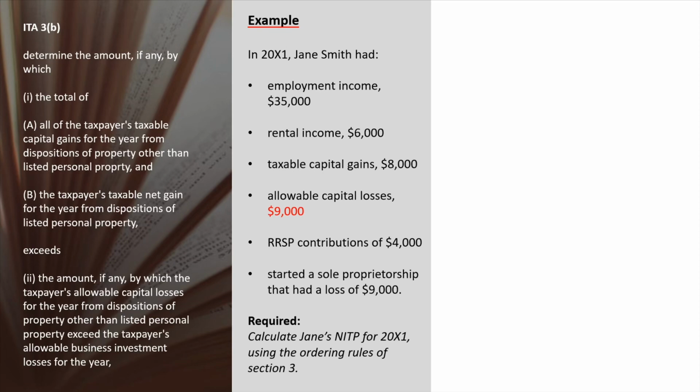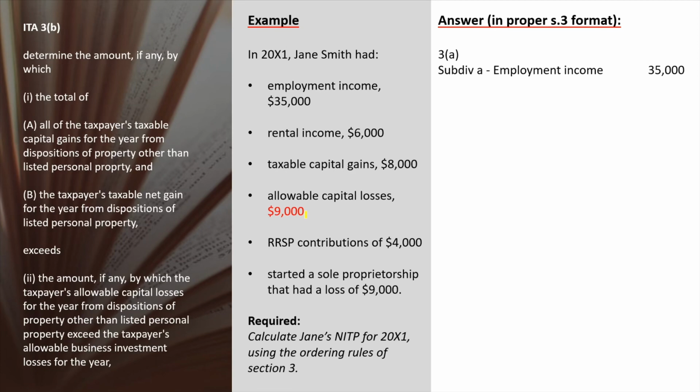So if you recall the prior example, everything is the same except for the amount of allowable capital loss. It's now $9,000, and I've put the number there in red to help you better see it. To answer this, first, the ordering rules in Section 3 begin with paragraph A, and those rules ask us to take anything from subdivision A, B, or D. And we do have employment income, which is a subdivision A issue of $35,000, and rental income, which is property income of $6,000. We could subtotal that, and that would be $41,000.